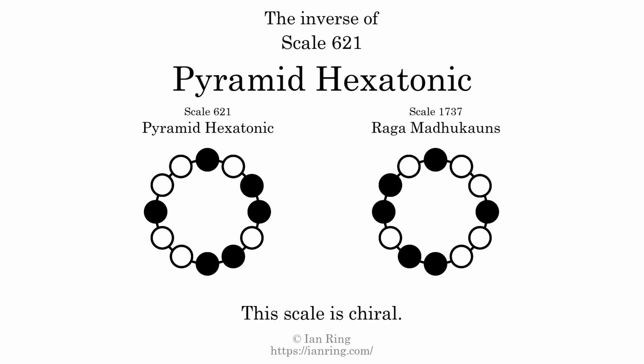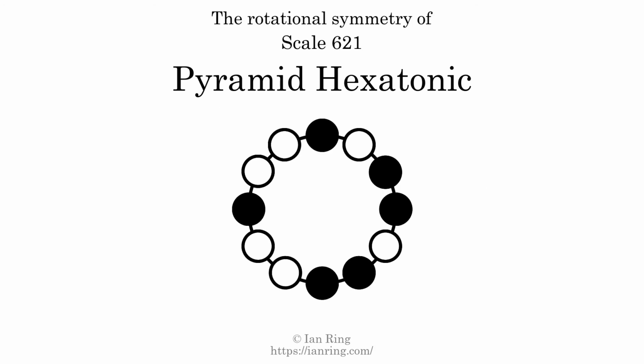The inverse of a scale is a mirror image. It is what you get when the sequence of intervals is reversed. The inverse of this scale is scale 1737, also known as Raga-Madhyakons. This scale is chiral. It cannot transform into its inverse by rotational transformation. This scale has no rotational symmetry.